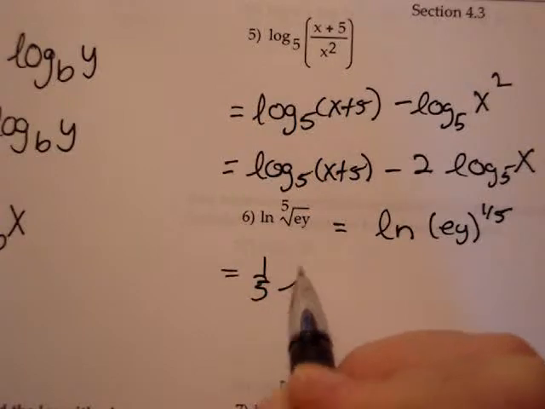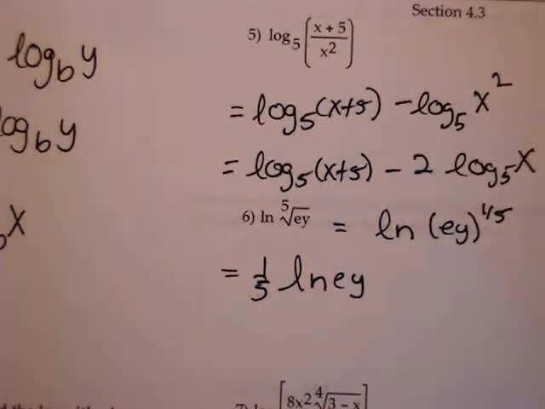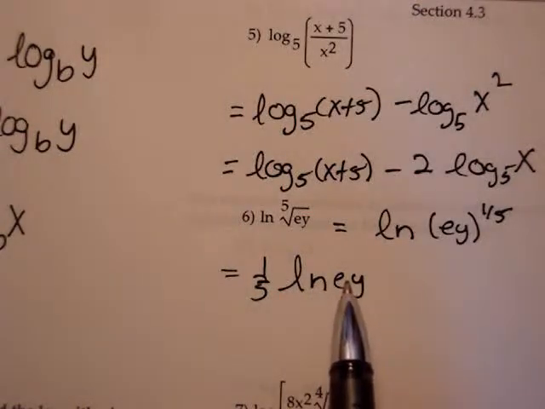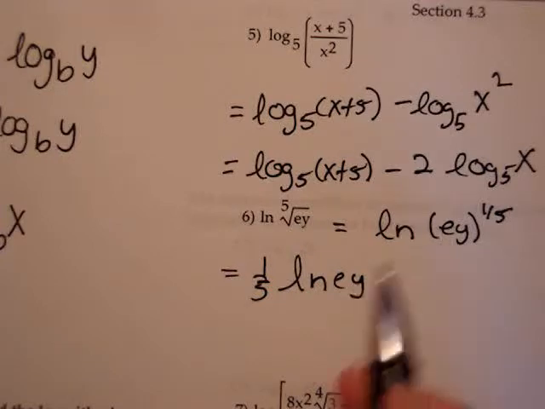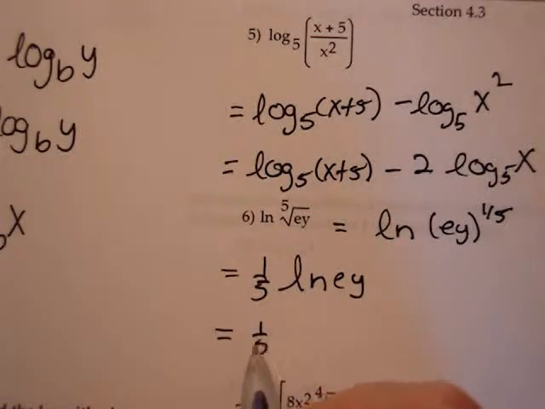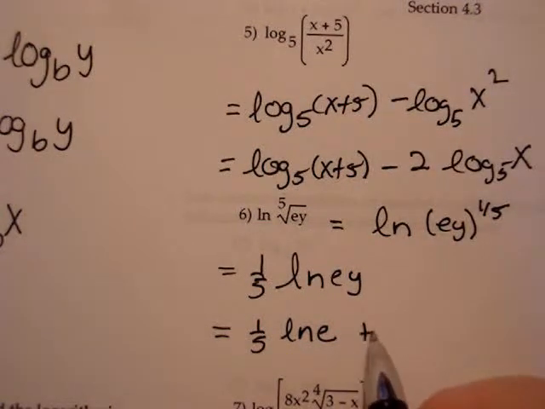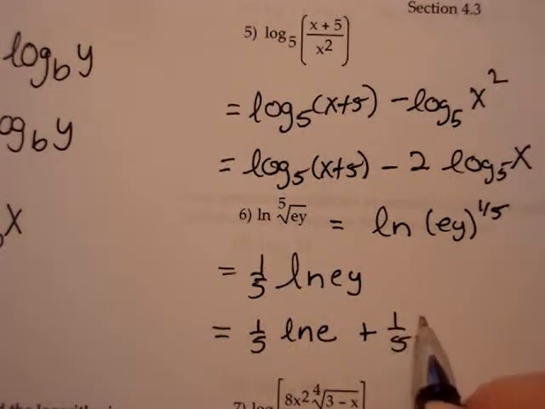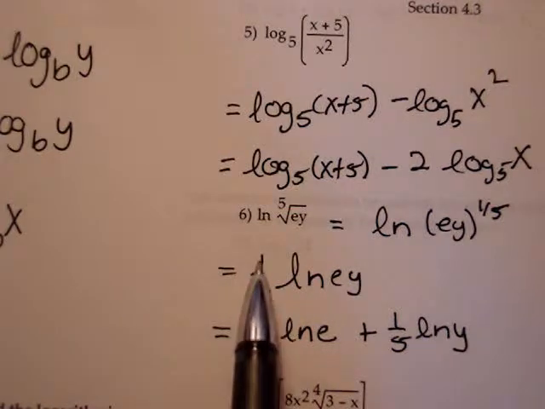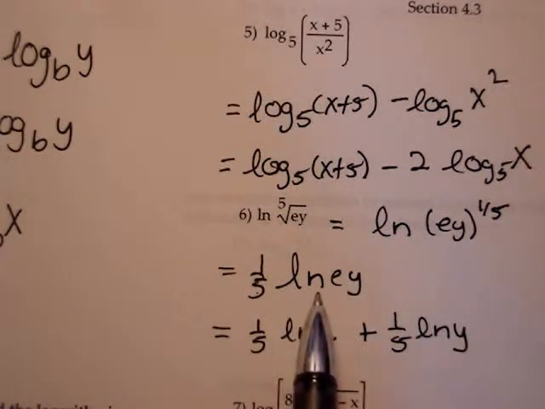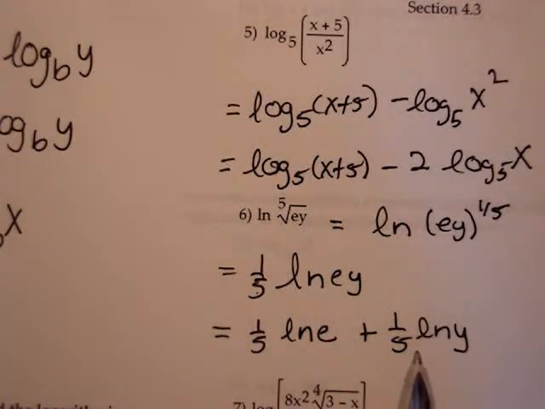So I'll have 1/5 times the natural log of EY. Now, careful, that's E times Y. Now, if I have multiplication inside a log, that can split into addition of 2 different logs. So I'll have 1/5, the natural log of E. Now be very careful, plus 1/5, the natural log of Y. Since the 1/5 applied to this log, then it has to apply to both of the logs when I expand it. You could put it in parentheses and distribute if you want.